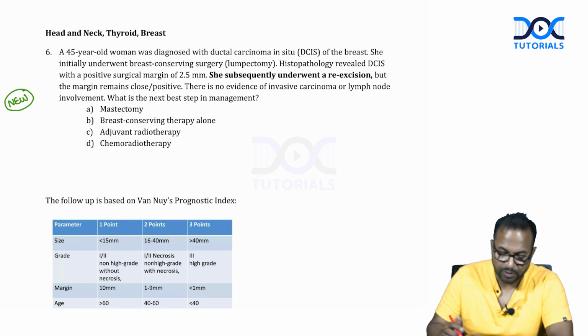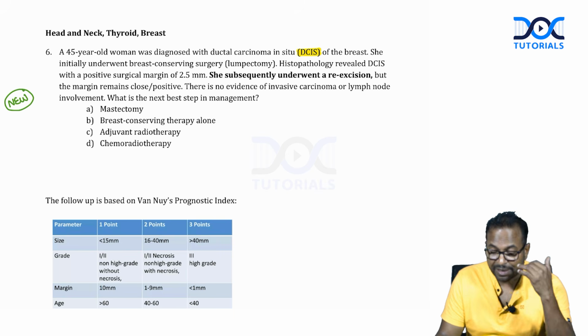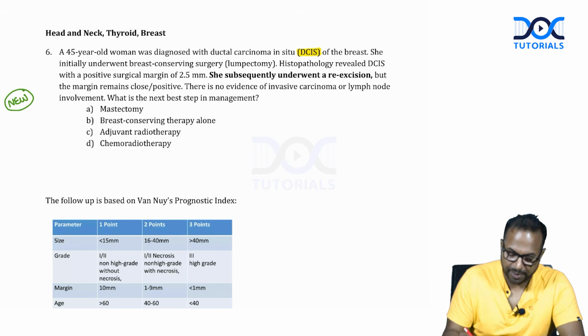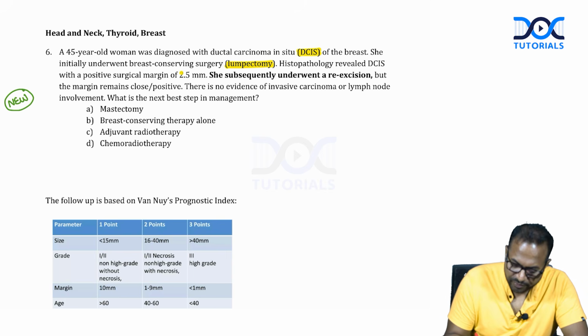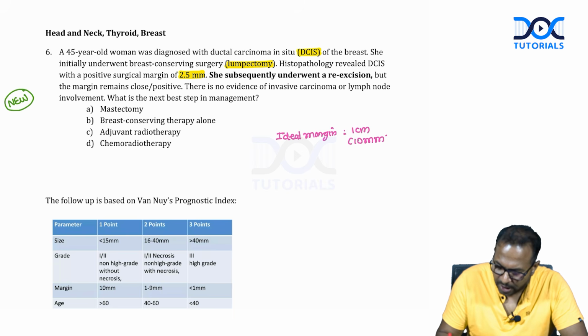A 45-year-old woman was diagnosed with a ductal cancer in situ, where the tumor has not invaded the basement membrane. And you are doing lumpectomy, called breast conservative surgery. Histopathology revealed a very close margin of 2.5 mm, because the ideal margin for any tumor is 10 mm or 1 centimeter. That should be at least 10 millimeter on all the sides.